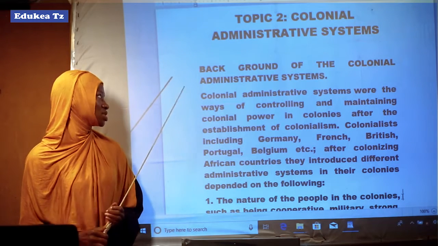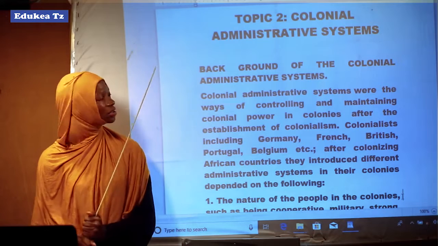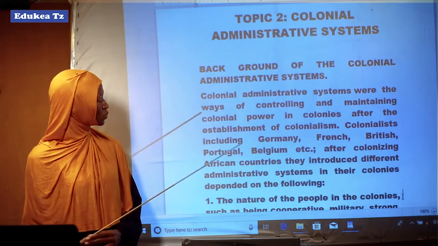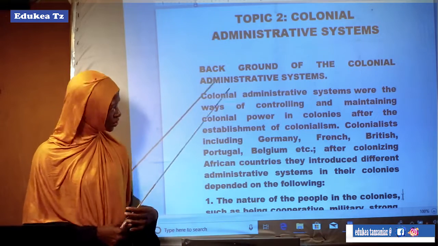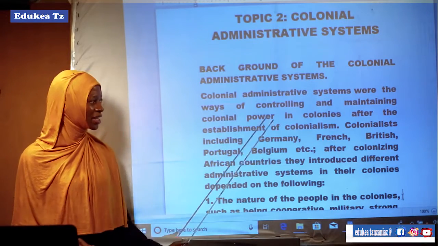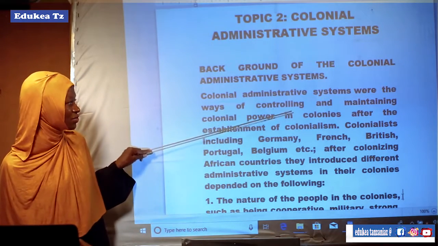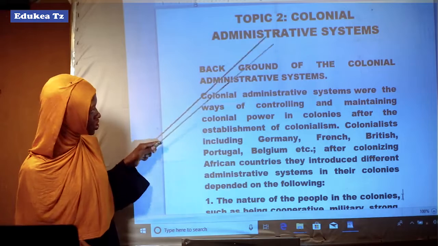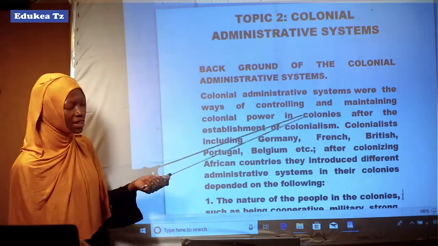The next process which followed was the establishment of colonial administrative system. Why colonial administrative system? In order to rule, you have to have the administrative system. So, background of the colonial administrative system. Colonial administrative systems were the ways of controlling and maintaining colonial power in colonies after the establishment of colonialism. The next thing they did was to establish the colonial administrative system in order to control and to maintain the colonial power in their colonies.